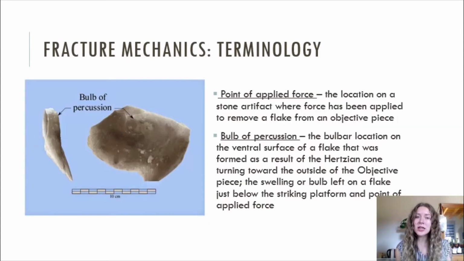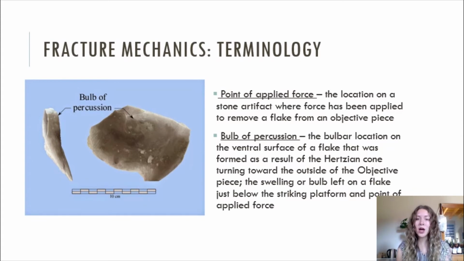Briefly mentioned in the last slide, point of applied force is the location on a stone artifact where force has been applied to remove a flake from an objective piece. So when you're flint knapping, the point of applied force is the direct point on the objective piece or the core where you would be striking it to detach the flake.